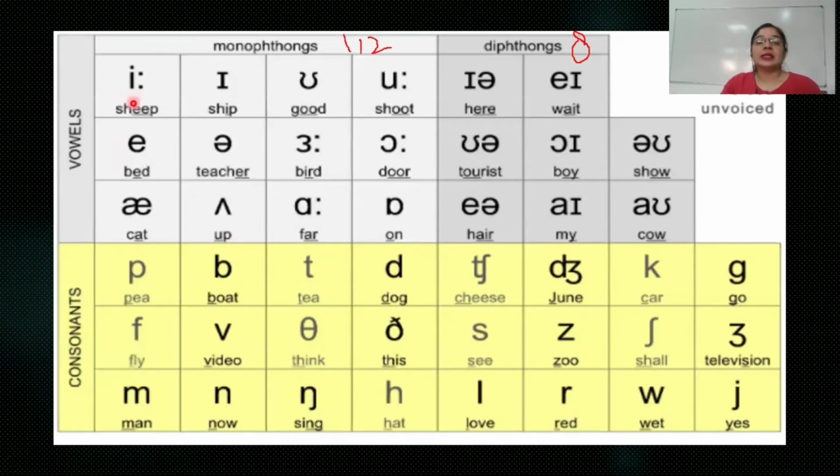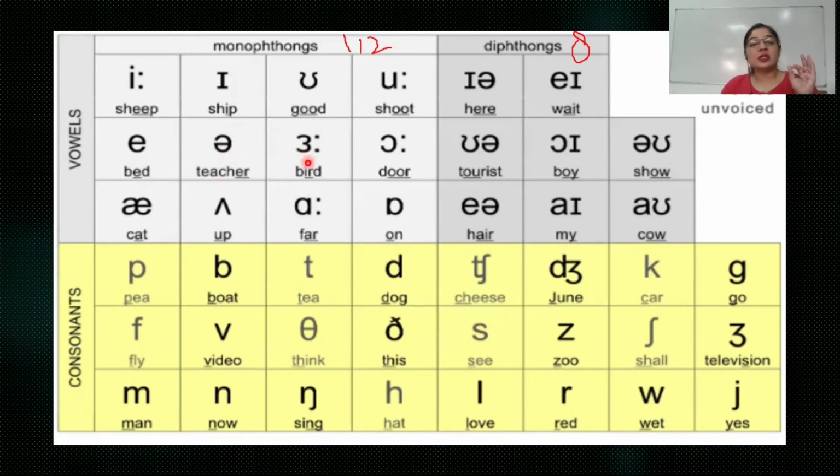Now this one is the sound E, the long E, as in sheep. This is I, as in ship. This is U, as in good. Look, this is oo, as in shoot. Right? This is E, as in bed. This is the schwa sound and it is used extensively in our English language. This is a very small sound. A, as in teacher.